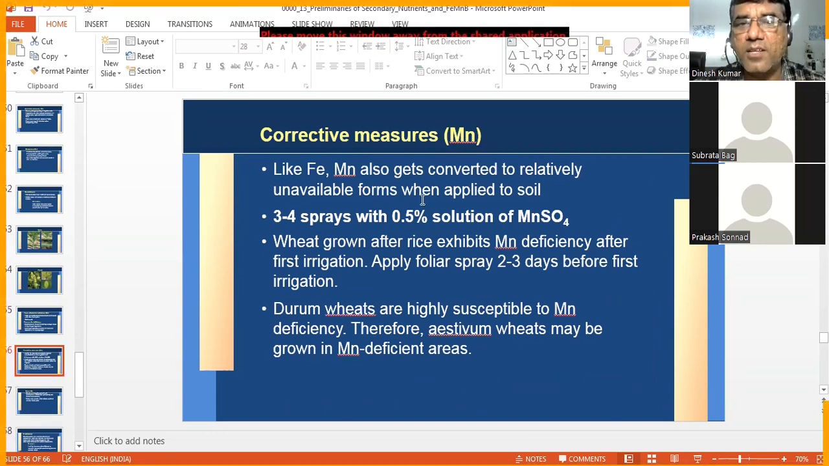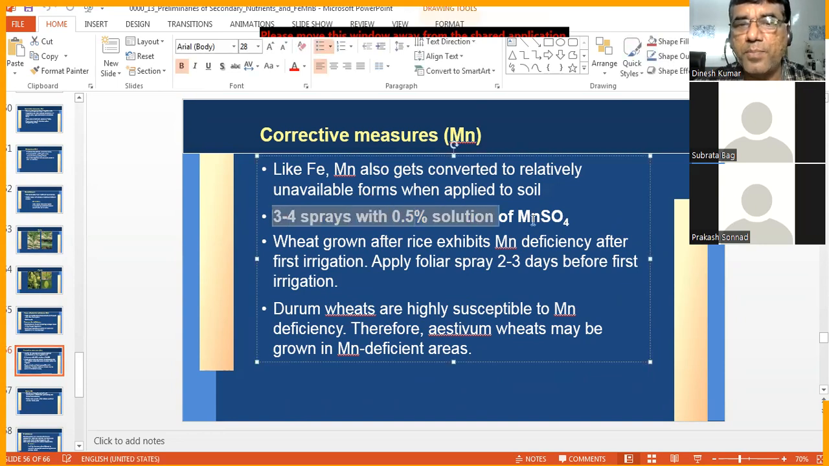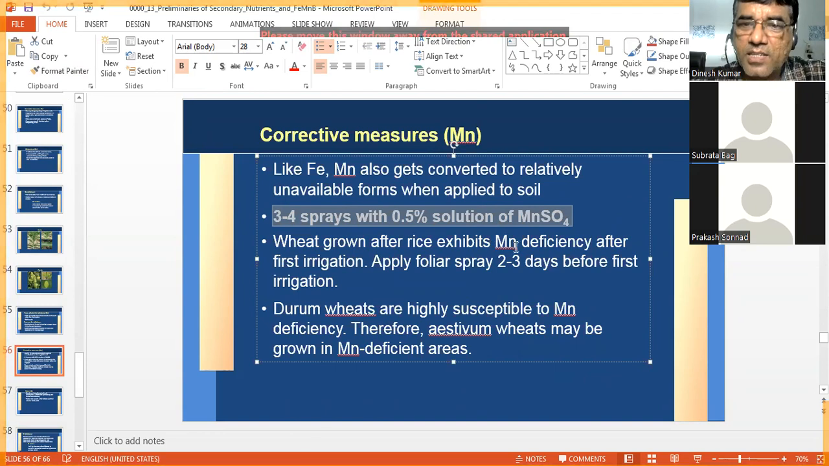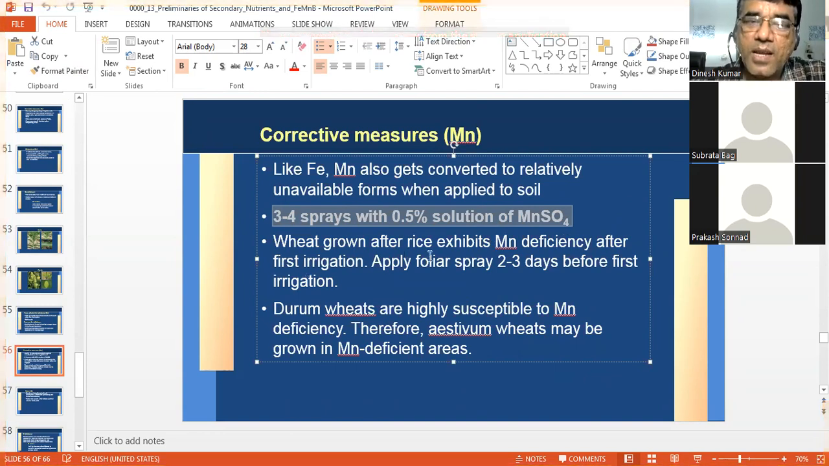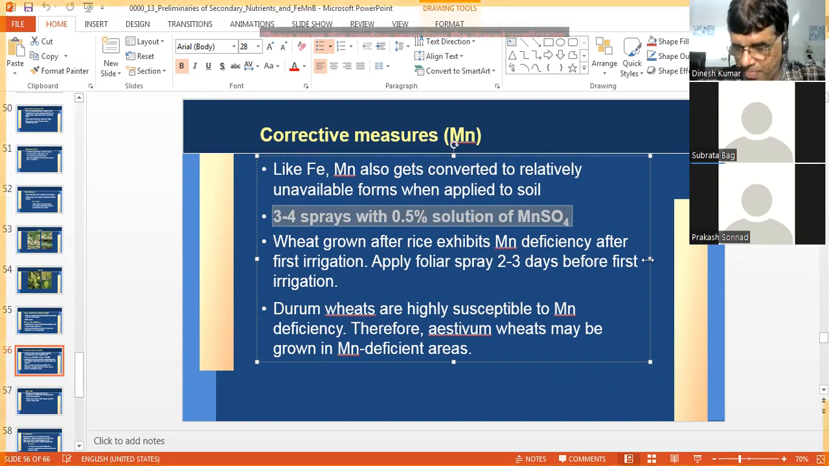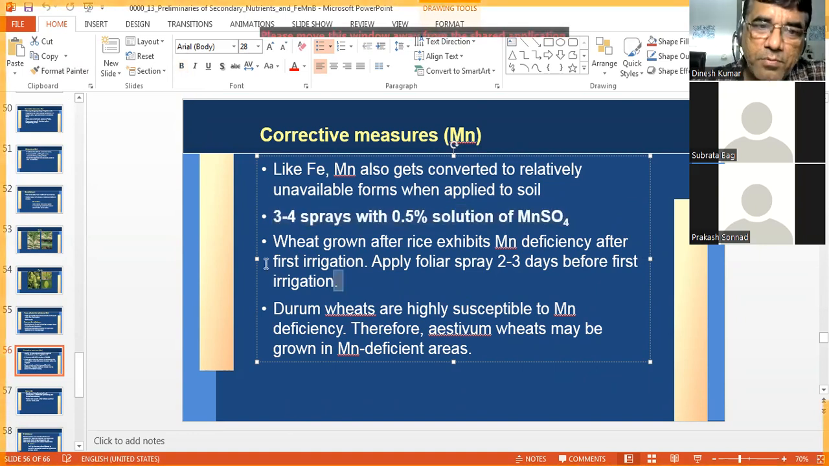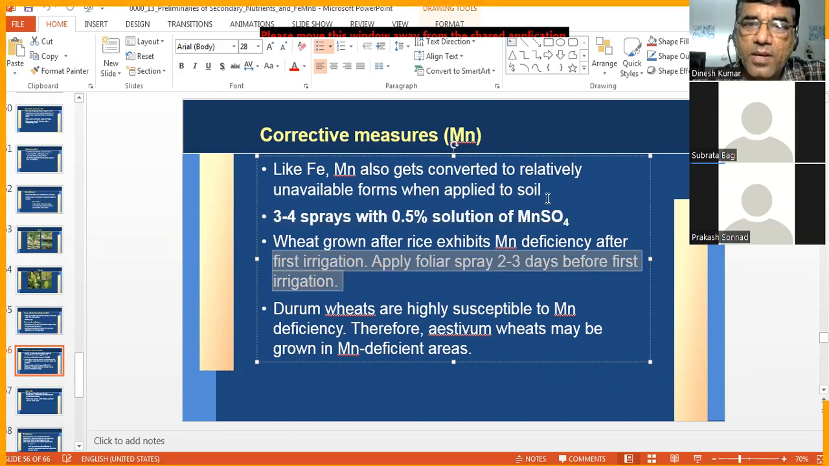Like iron, manganese also gets converted to a relatively unavailable form when applied to soil. So give 3 to 4 sprays with 0.5% solution of manganese sulfate. Wheat grown after rice exhibits manganese deficiency after the first irrigation. So apply foliar spray 2 to 3 days before the first irrigation. Many times we have observed that after rice, when you grow the wheat crop, it may have manganese deficiency.